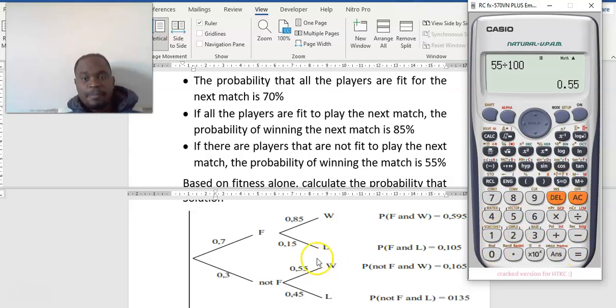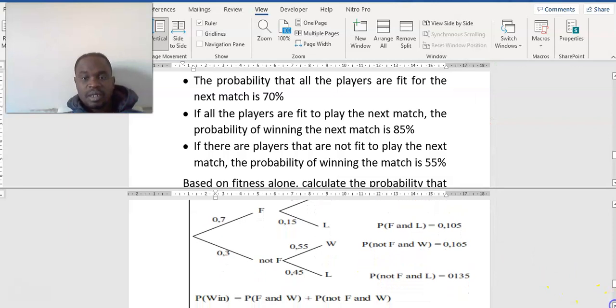Now this side. If the players are not fit, the probability of losing the match is what? What is it going to be? 0.45. How did you get it? It is 1 minus 0.55. This one gives us 0.45, not winning the match.